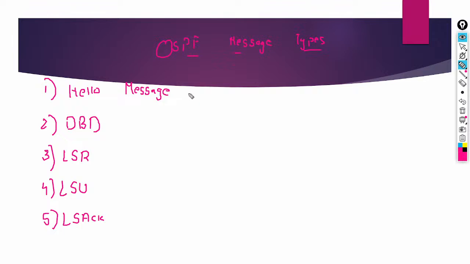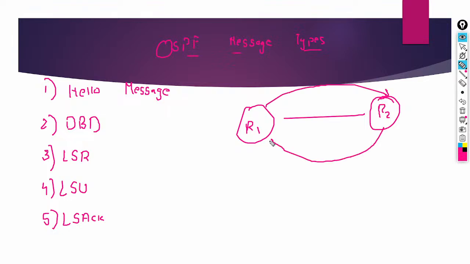So why are these messages used? That is the first question that should come to your mind. If I have an R1 router and an R2 router, R1 will send a hello to R2 and R2 will send a hello to R1. Why? The reason is the neighborship that we have discussed just now. I have to create a neighborship between the routers before exchanging the database. So it will form the neighborship when I exchange the hello.